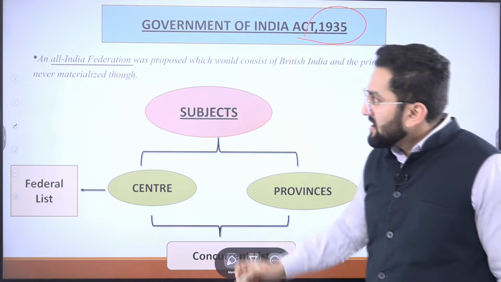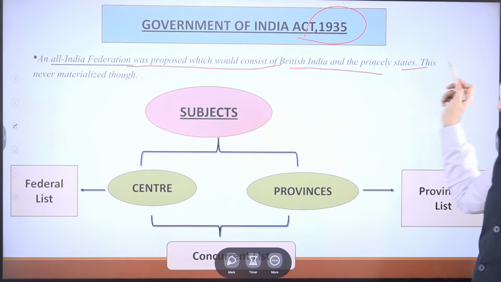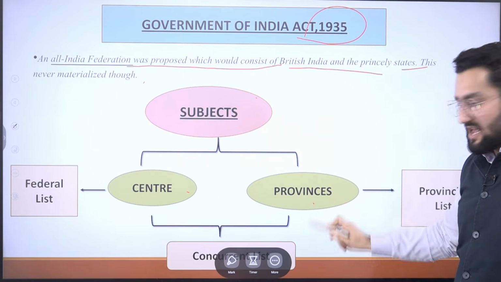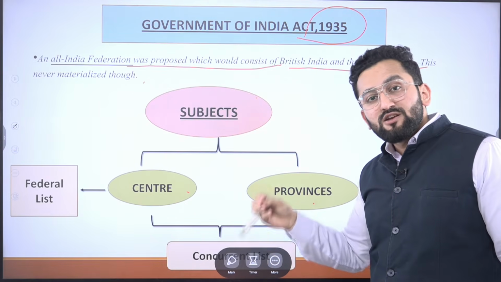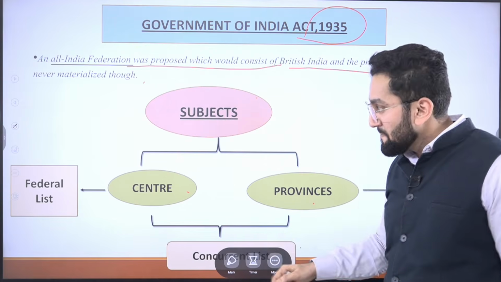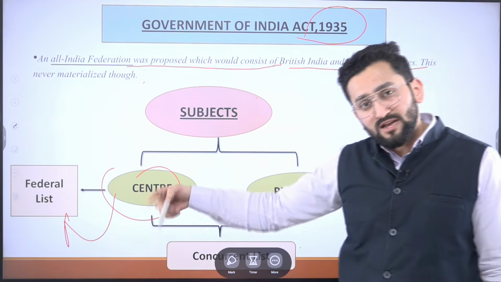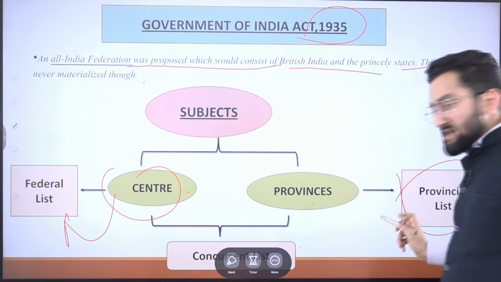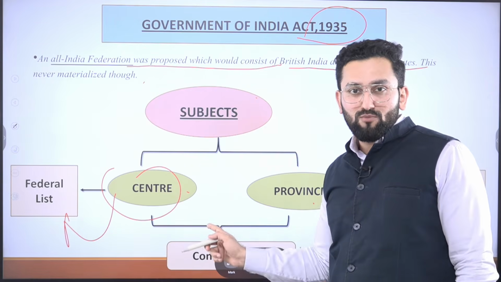by Britishers? So an All India Federation was proposed, which would consist of British India and princely states, and subjects were categorized as central, provincial, and concurrent. And these are exactly the 3 lists which we have in our Constitution's 7th schedule, right? So the center subject means the federal list, which as of now we call the union list. Center can make law. Provincial list means state list, only the state can make law. And concurrent means both can make law.